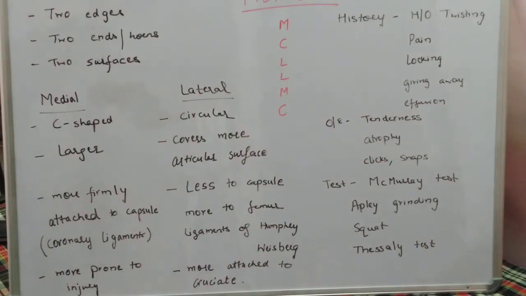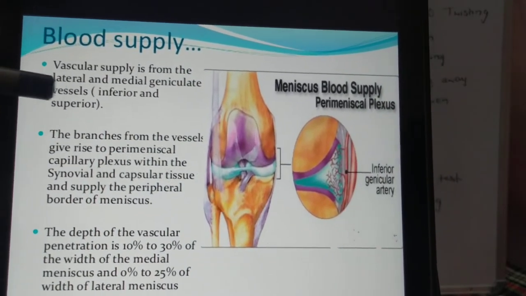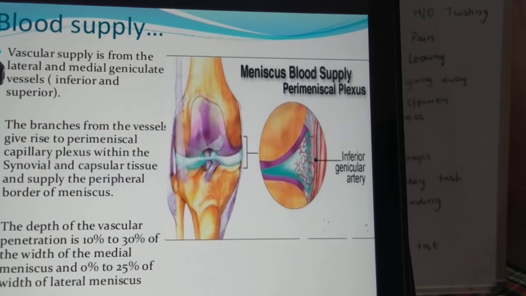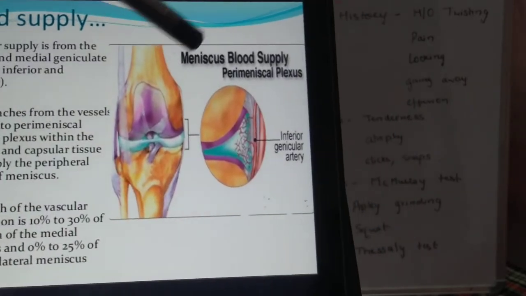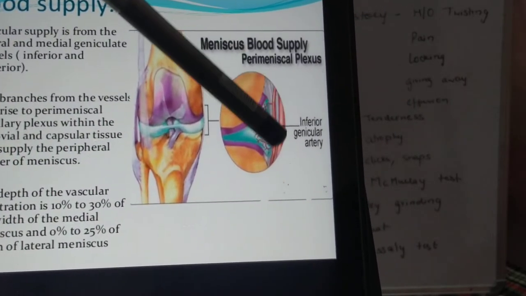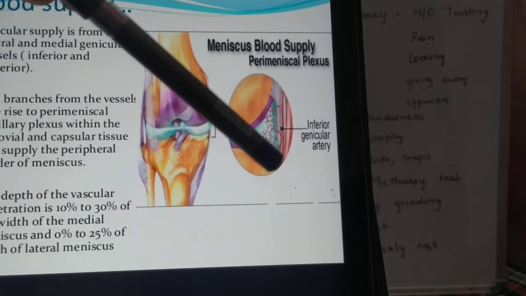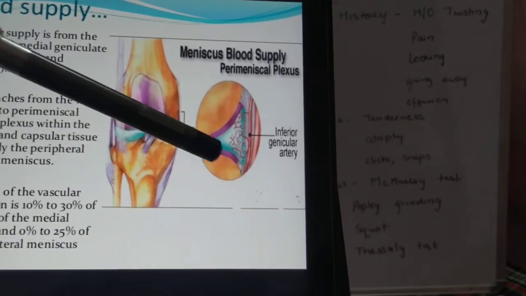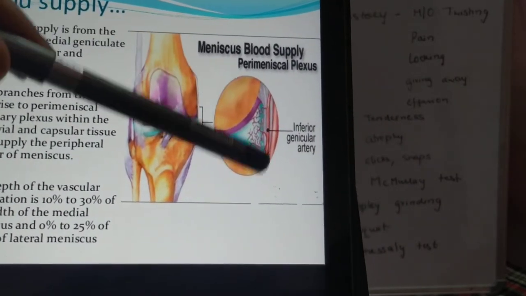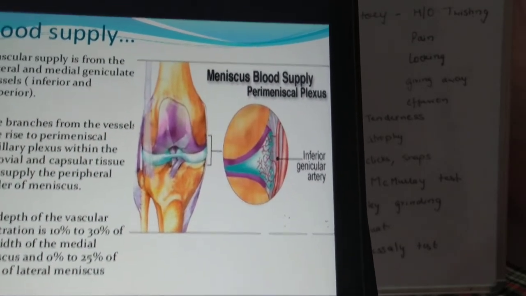Then talking about the vascular supply. We know that the blood supply of the meniscus is via the lateral and the medial geniculate arteries, both inferior and superior. So we have the medial and lateral, superior and inferior geniculate arteries, which provide the blood supply. How do they provide the blood supply? In the outer part of the meniscus, at the junction of the synovium and the capsule, they form a perimeniscal capillary plexus, through which they supply the outer part of the meniscus.